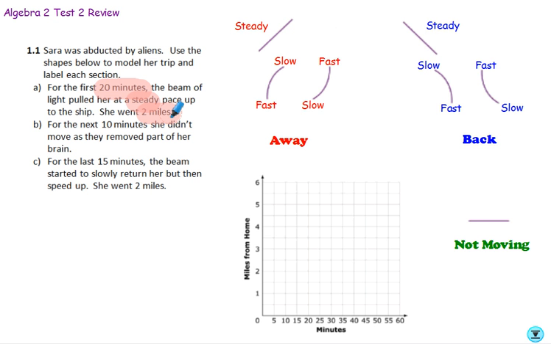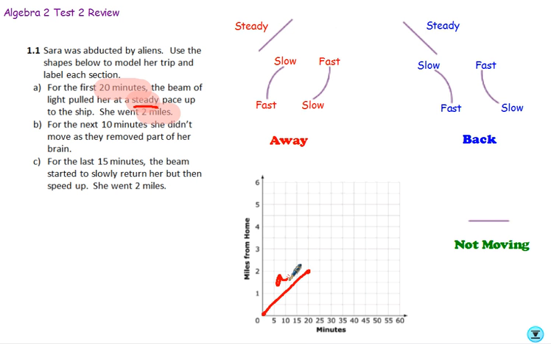Alright, so before I actually start drawing the line, maybe I just mark out the points. So it says that it was for 20 minutes, and she traveled 2 miles. So if she's starting here, in this first section, she ends up there. So you notice I didn't draw a line yet. I'll put a point, and then I'll connect those 2 points. Well, it says she went at a steady pace, so steady means that it's going to be a straight line.